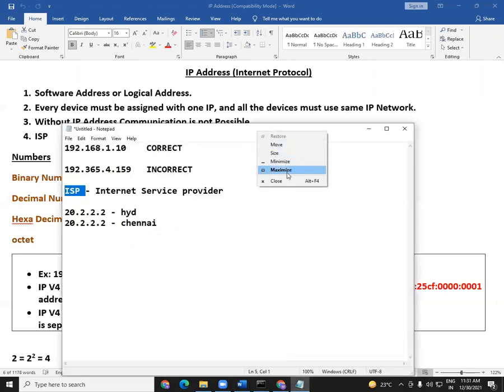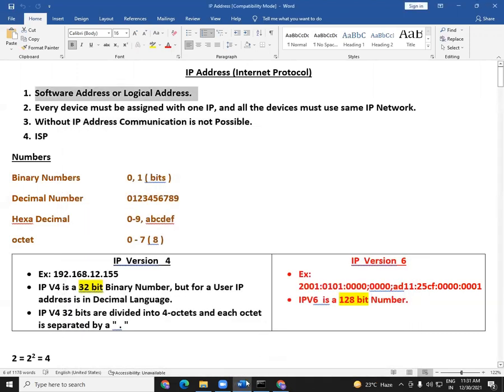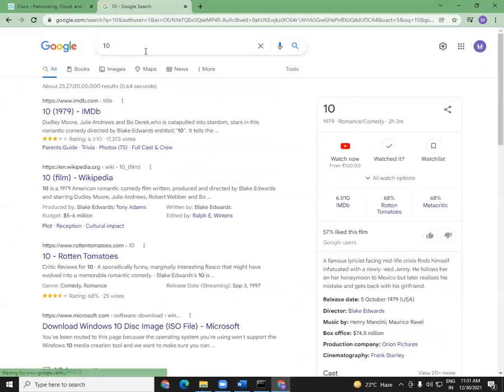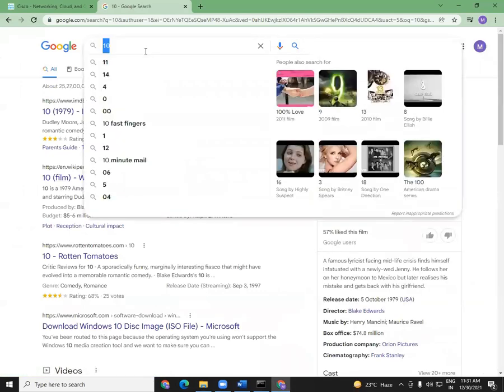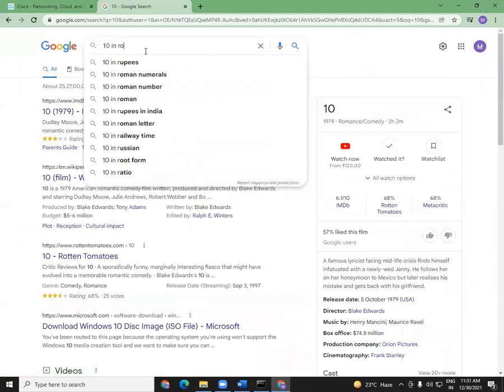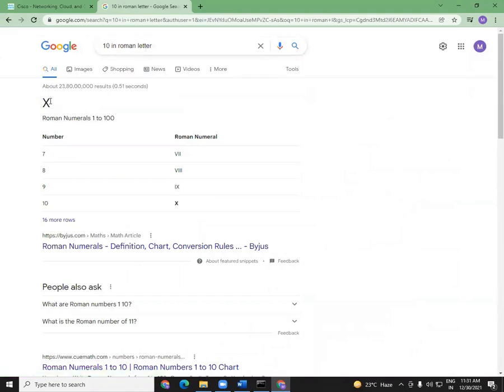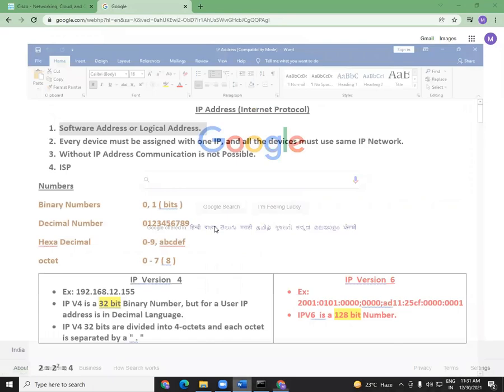if I say a number like 10, we know this number 10, right? Very well. If I say 10 in Roman letters, this is X, not 10. That means there are different ways of writing a number. We can use Roman letters, we can use normal numeric letters. There are some other ways also in which we can write a number. So there are certain numbers that we need to understand here.